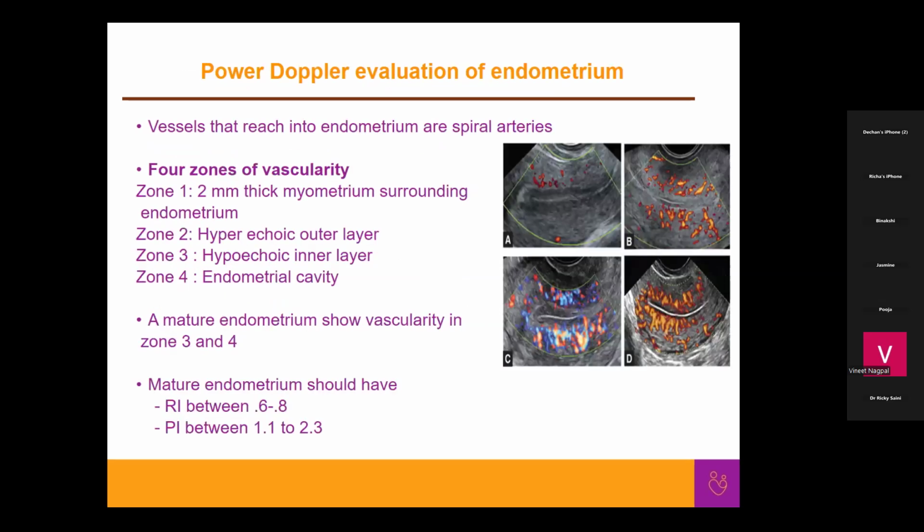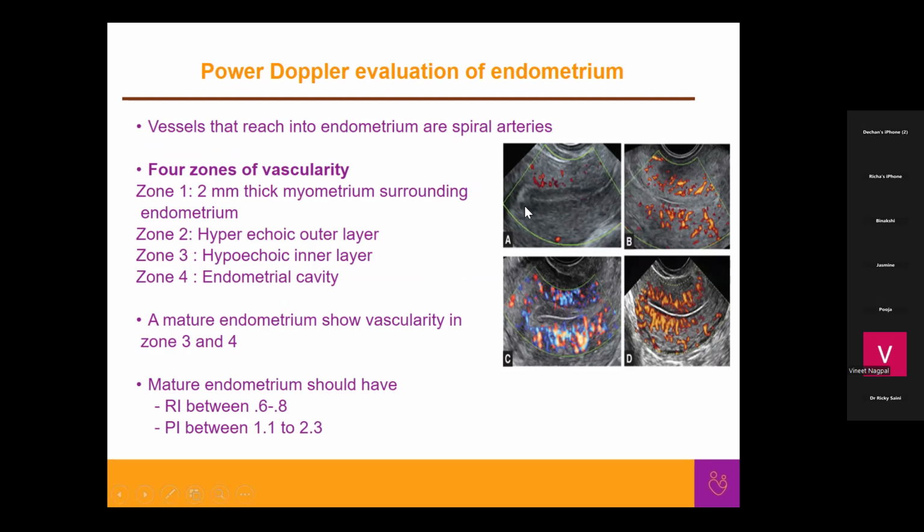Okay, so then comes the Power Doppler evaluation of the endometrium. Along with the follicle, endometrial vascularity also holds equal importance. The endometrial vessels are the spiral arteries that arise from the myometrium and go into the endometrium. According to the vascularity, there are four zones.